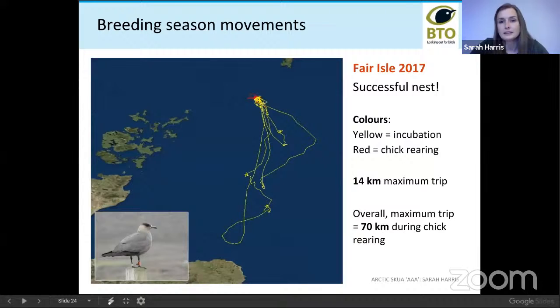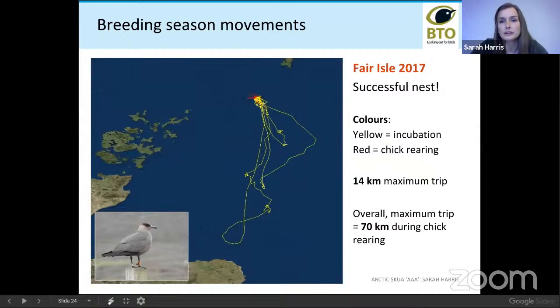So we had one successful nest in 2017 on the whole island, and it happened to be a bird that we'd put all of the tags on. And so this was a real star bird. We can see here that the yellow line is during incubation, and then the red line, which is just up over Faroe, pretty much just hanging around the island, maximum trip of 14 kilometres from Faroe. So as soon as the chick had hatched, the foraging range reduced massively.